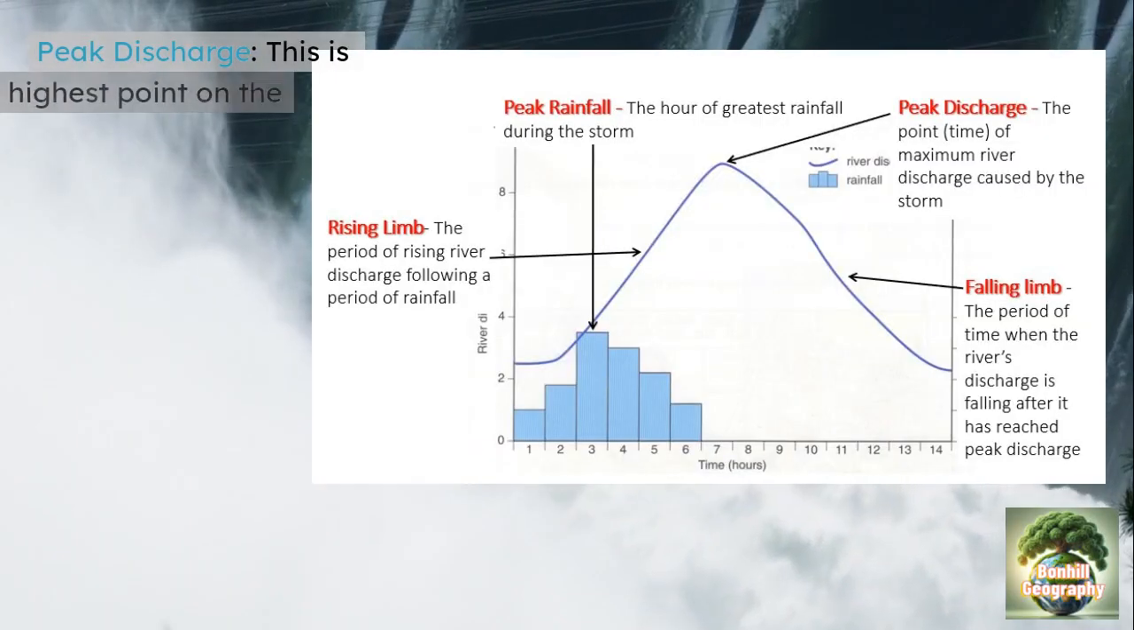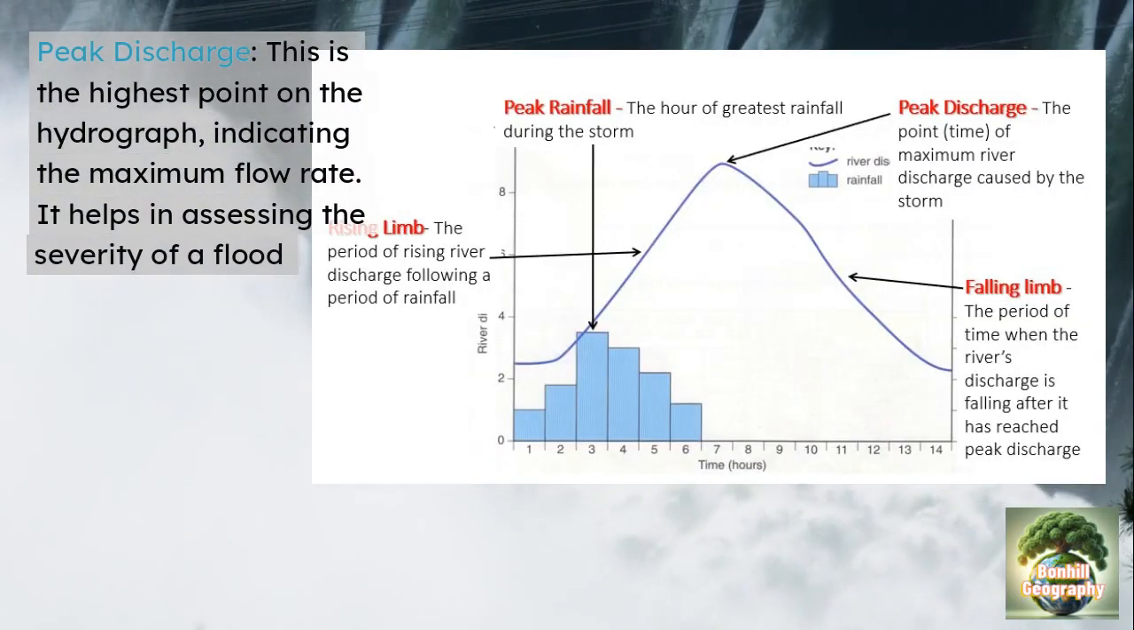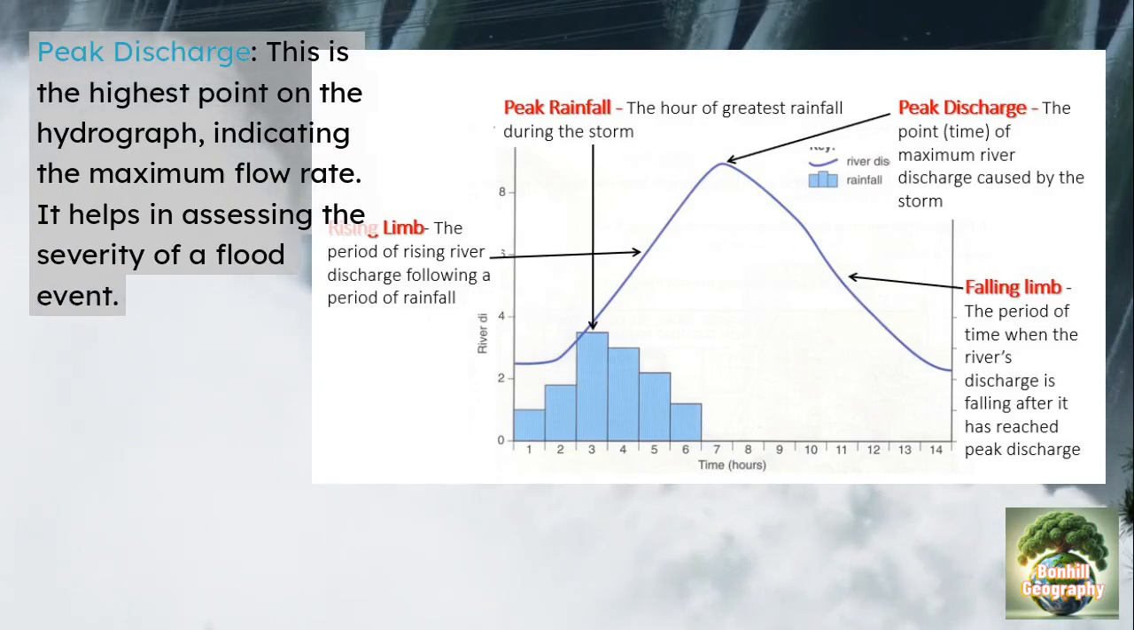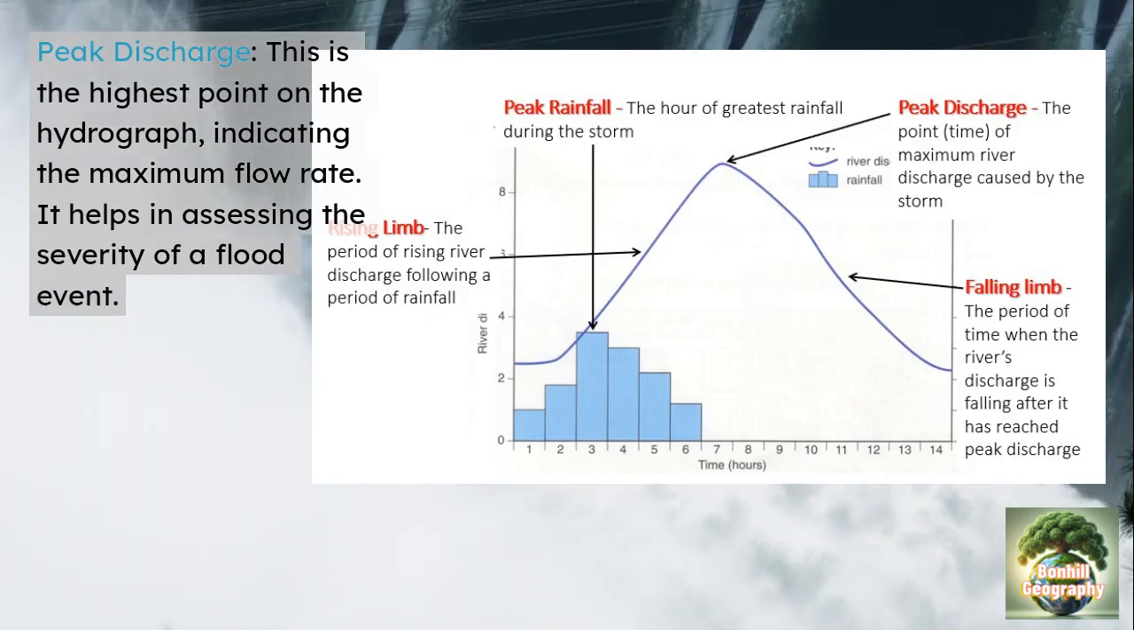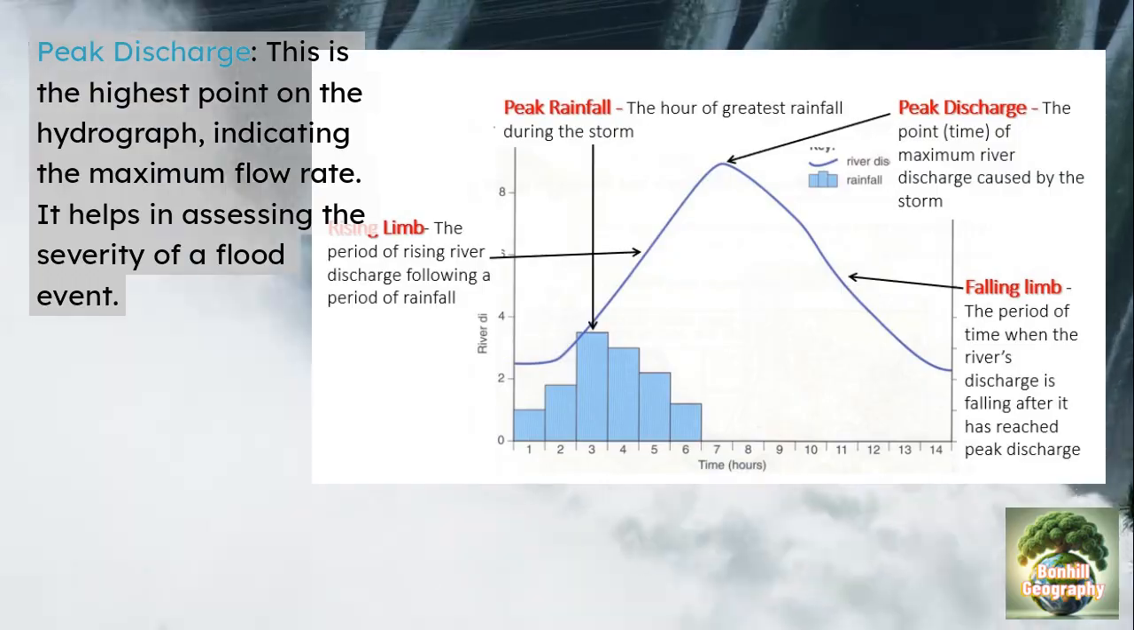Discharge. This is the highest point on the hydrograph, as we can see at the top. This indicates the maximum flow rate, normally in discharge in meters cubed per second. Now, this helps in assessing the severity of a flood event. If it's really high, it's more likely to flood.